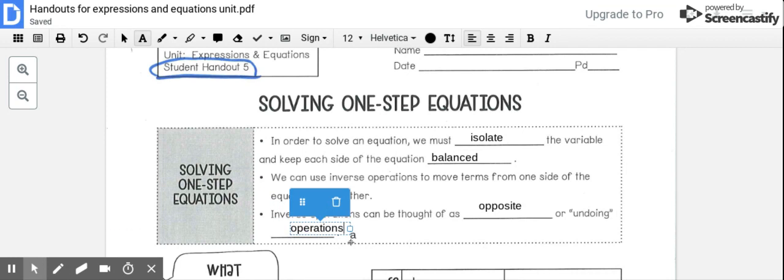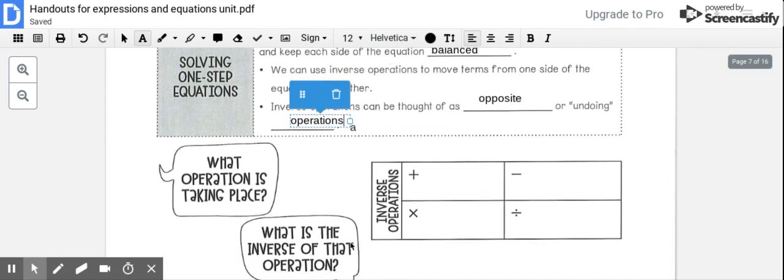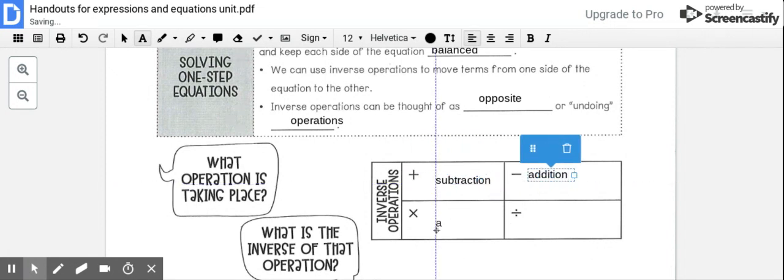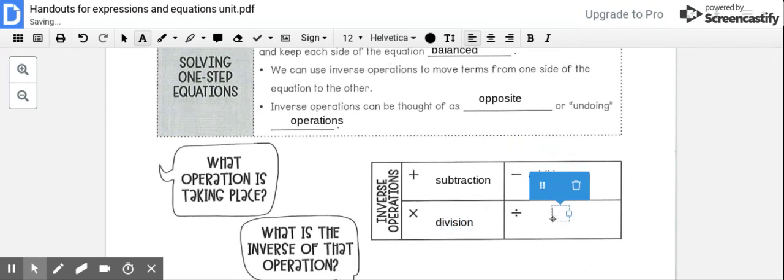So when you think of inverse operations, the opposite of addition would be subtraction. So then the opposite of subtraction would be addition. The opposite of multiplication is division. And then the opposite of division is to multiply.